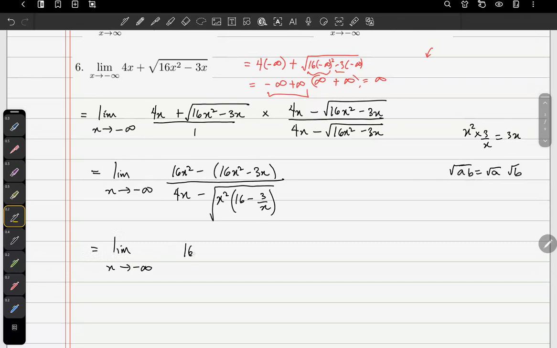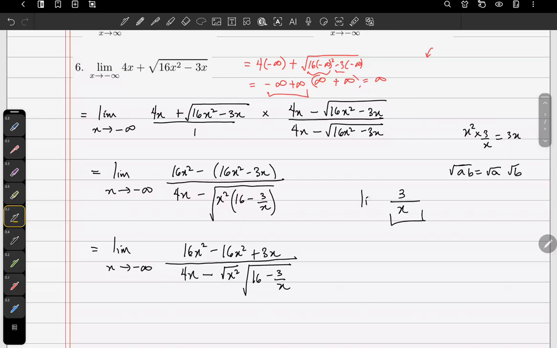So we have (16x squared minus 16x squared plus 3x) all over (4x minus the square root of x squared times the square root of 16 minus 3 over x). The idea of making use of this trick of factoring out the variable with the highest power is just in order for us to land with things that look like this.